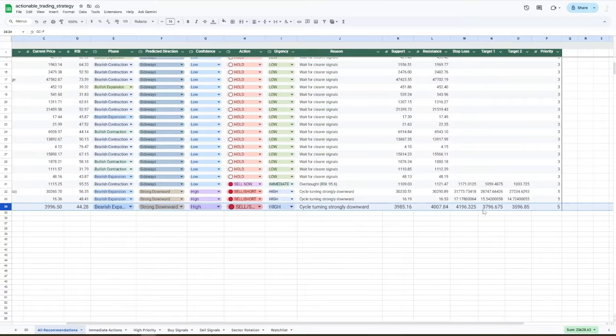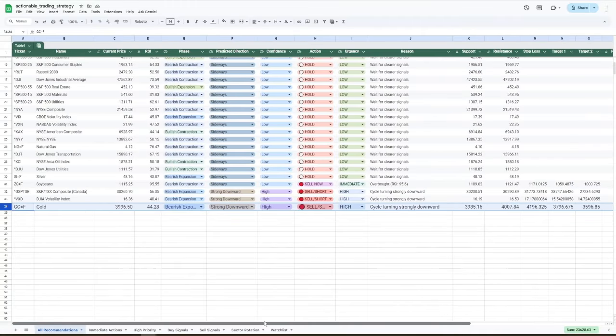What is the stop loss or the target? The first target 37.96, the second target 35.96. So it's calling for a very nice pullback in gold prices, and I will not discount it. I'm sure that this dashboard is accurate. It can give you some very good signals.